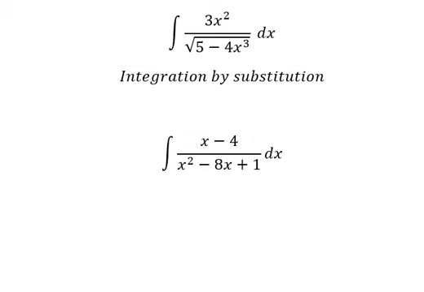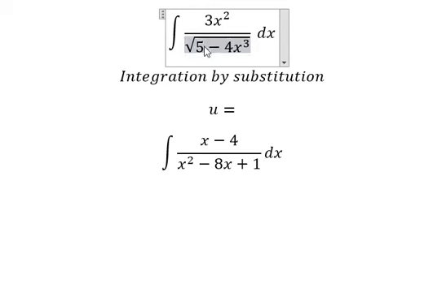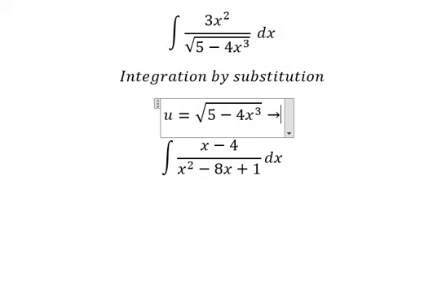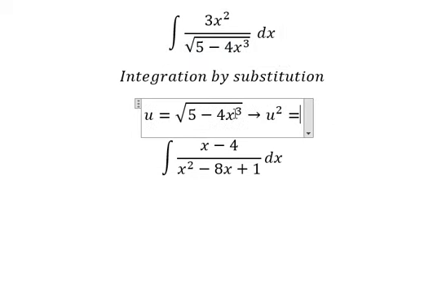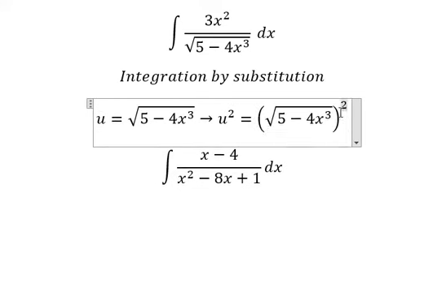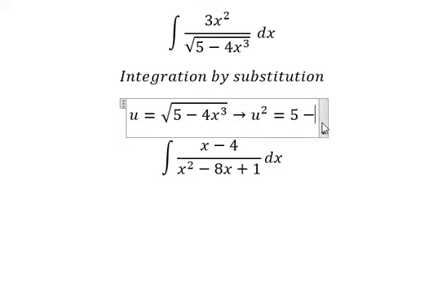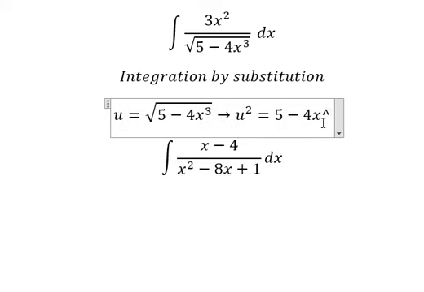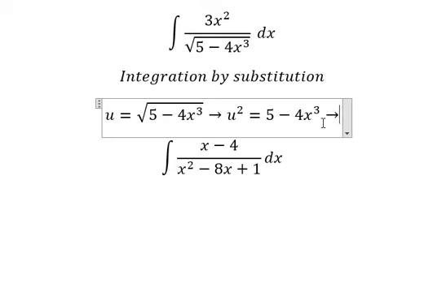So I need to put u equals to this one. Later we square both sides to cancel the square root, and you get u squared equals 5 minus 4x to the power of 3. Later we take the first derivative of both sides.